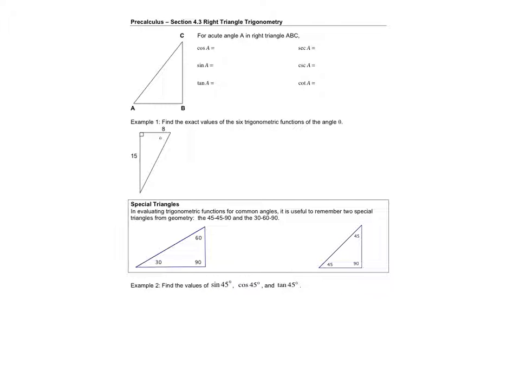In section 4.3, we're going to be looking at right triangles and their trigonometry. So for acute angle A, in this triangle we are shown, this is a right triangle. Our cosine is going to be the adjacent over the hypotenuse. My sine will be my opposite over hypotenuse. And my tangent will be the opposite over adjacent. And we remember this from the mnemonic SOHCAHTOA.